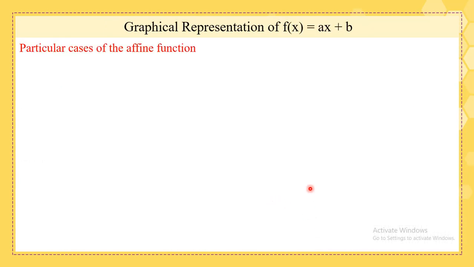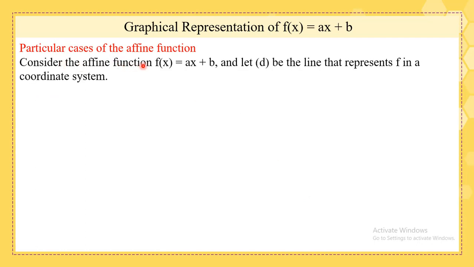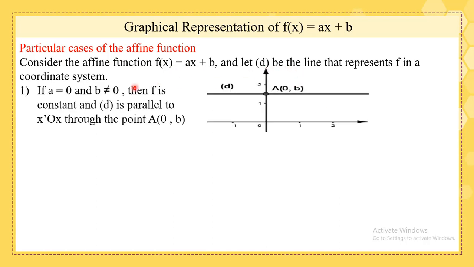Particular cases of an affine function. Consider the affine function f of x equal ax plus b, and let D be the line that represents f in an orthonormal system. If a is equal to 0 and b is different from 0, then f is a constant function. D is parallel to the x-axis, and it passes through the point of coordinates (0, b), since in this case f of x is equal to b.